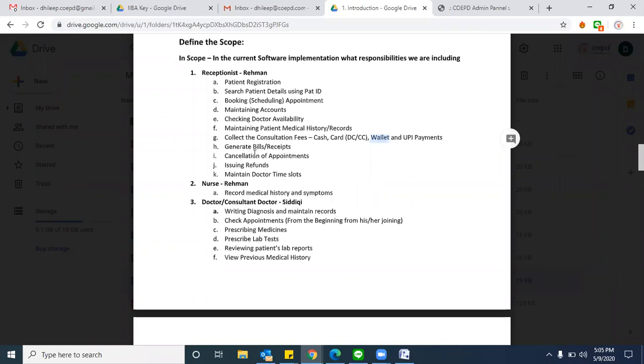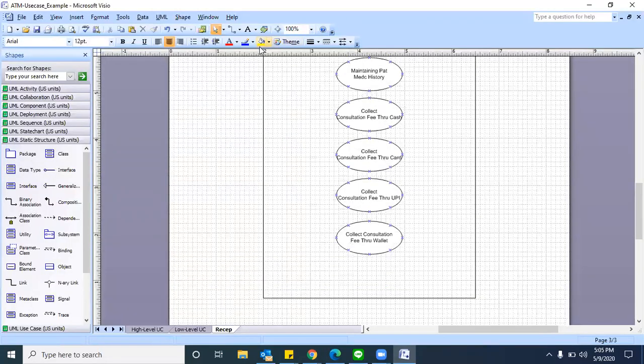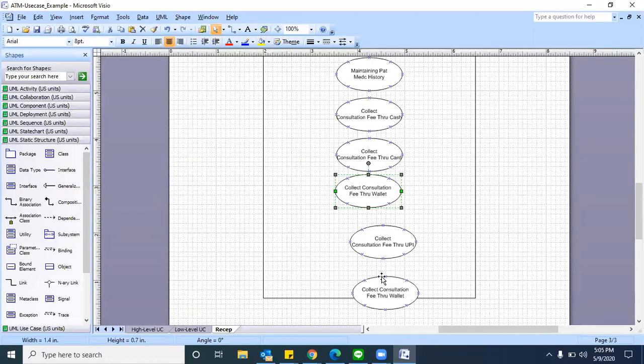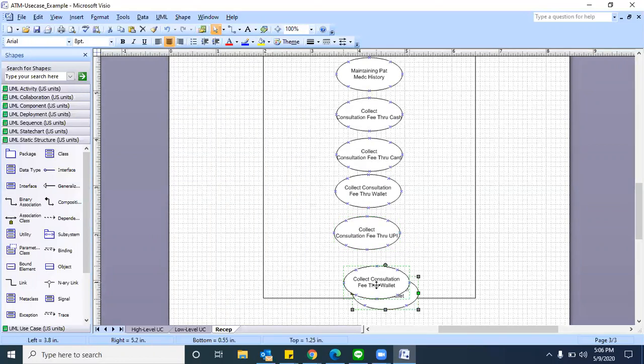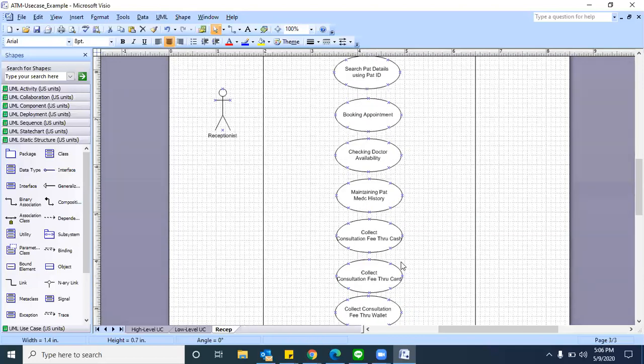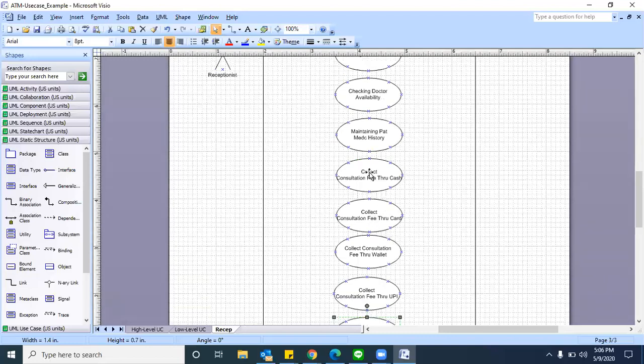Okay. Now generate bills or receipts, right or wrong? That is one more use case for us, right? So whatever comes under receptionist will be in one high level use case. Exactly. Every individual responsibility we consider as a high level use case, first thing. In low level we will collect, for example, collecting fees through card, so we will have one low level for that, and we'll go through every single step of how the machine will interact.